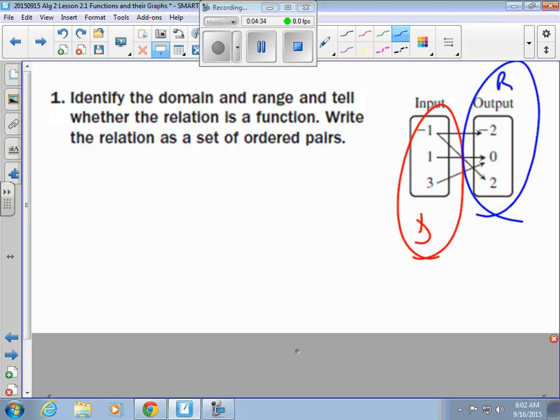When it tells you to write the relation as a set of ordered pairs, you'd write it as negative 1, negative 2. You'd write it as negative 1, positive 2, because negative 1 went to both of them. You'd write it as 1, 0, and you'd write it as 3, 0. Those are the 4 ordered pairs that each of the arrows represent.